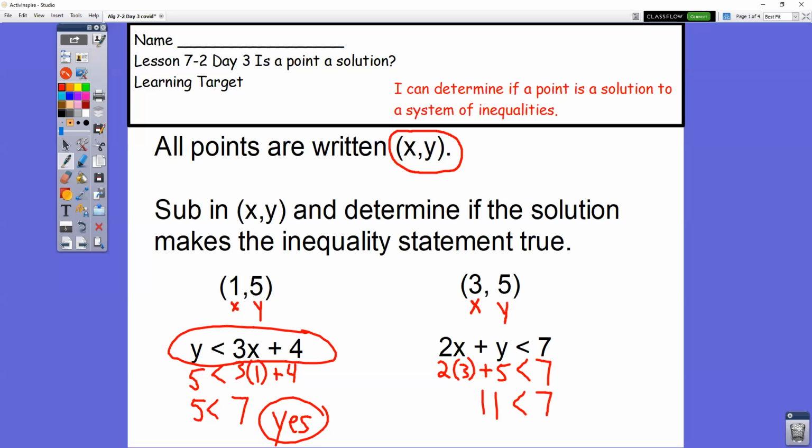Now we're going to see other questions that have work to be done on the right-hand side as well, on both sides at the same time. Is 11 less than 7? No, 11 is bigger than 7. So you're going to write no for this one because that inequality statement is not true. 11 is not less than 7. So what does that answer really mean? If we graphed that inequality, this point 3 comma 5 would not be in the shaded area. That's what it means. So let's do a couple more and then I'll have you try some on your own.